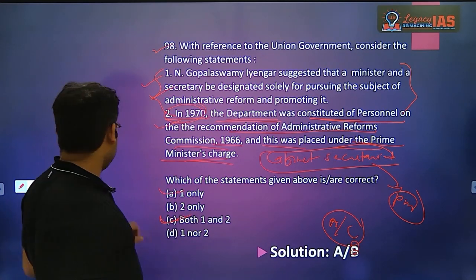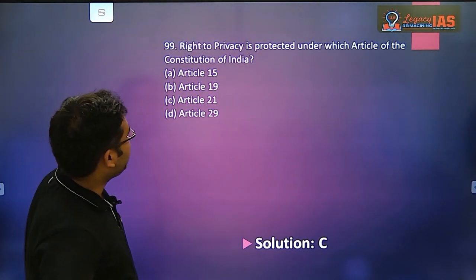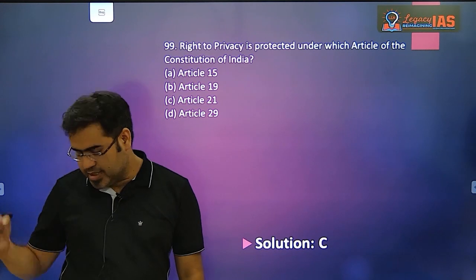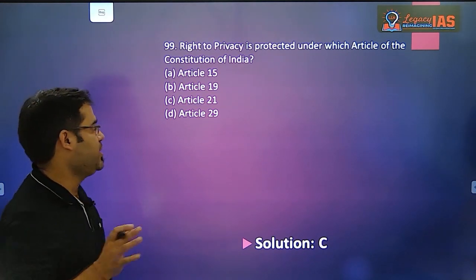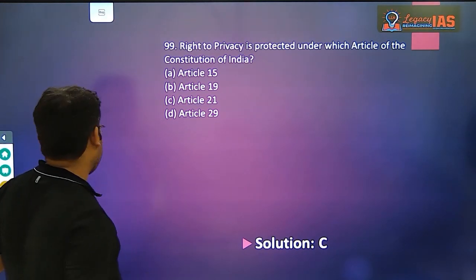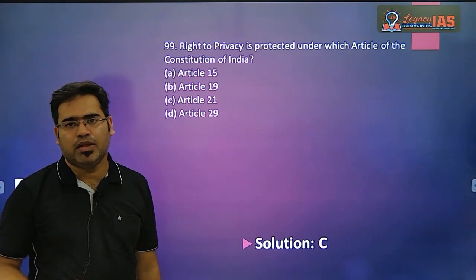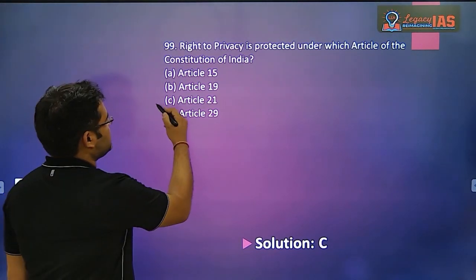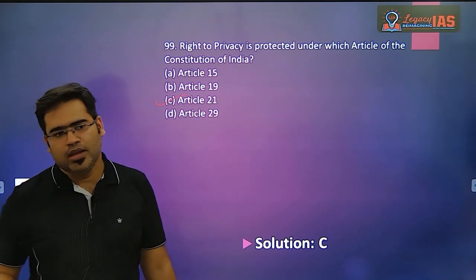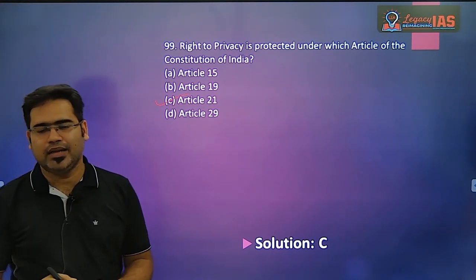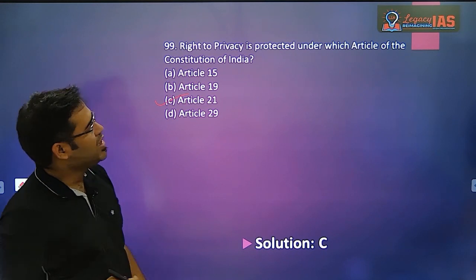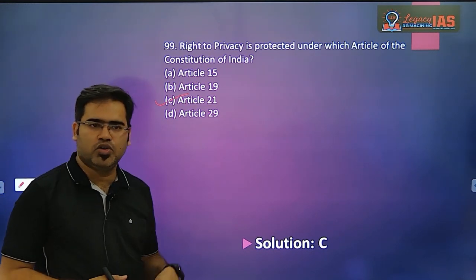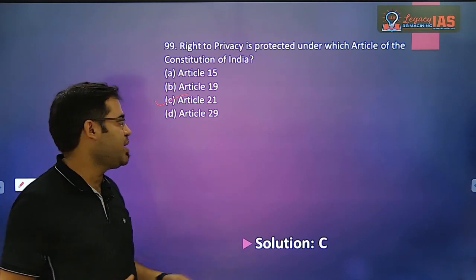Now move further. Question number 99: right to privacy is protected under which article of the Constitution of India? This is the easiest question in the entire paper. I don't think anyone who is serious about UPSC preparation would be unable to solve it. The answer is definitely Article 21. The Puttaswamy case was there, and the Supreme Court has declared the right to privacy a fundamental right under Article 21. This is also a repeated question; UPSC asked it in an earlier paper.